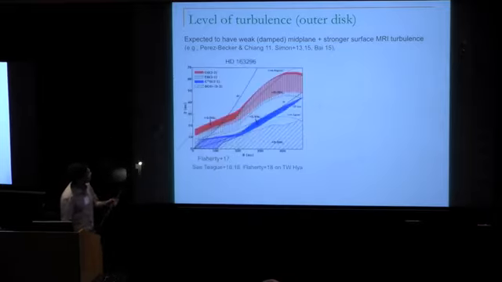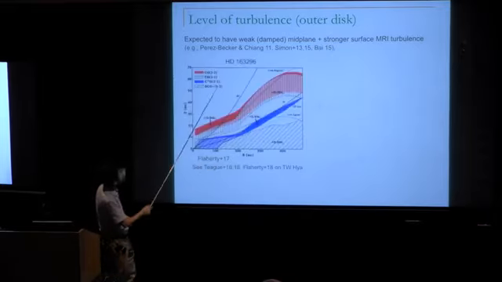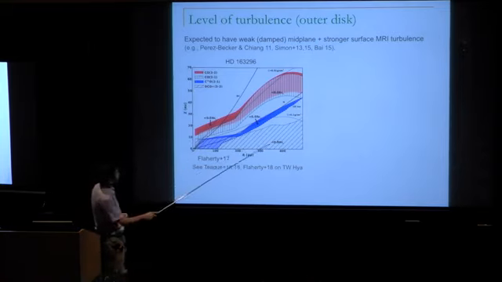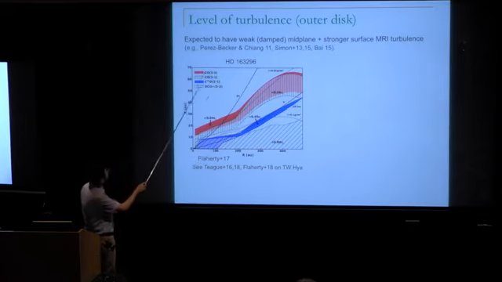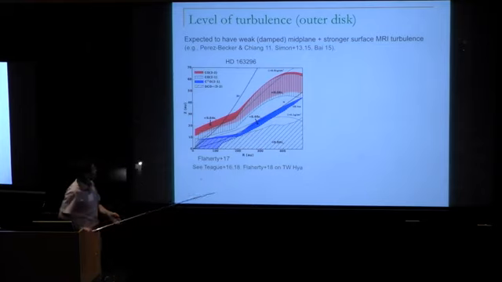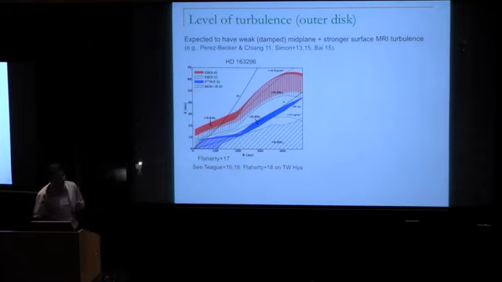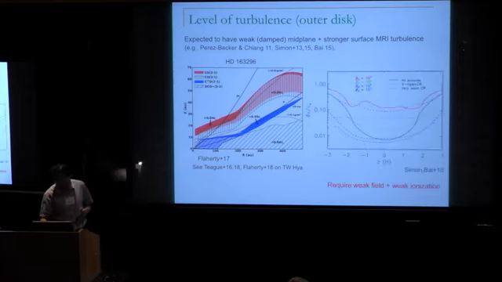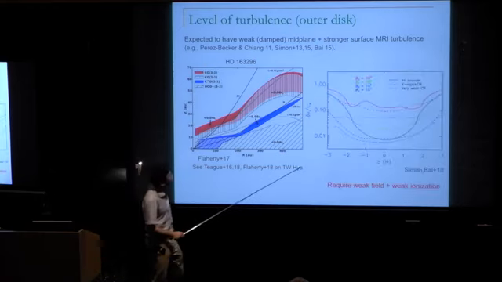However, observations tend to show otherwise. This is for HD 163296 from Flaherty et al. They use different lines, which have different optical depths, so that they can probe different vertical heights. But it looks like in all regions, you only get an upper limit, a very stringent upper limit, well below 0.1 sound speed. The same seems to be true for the other disk, TW Hydra. This work was led by Jake Simon.